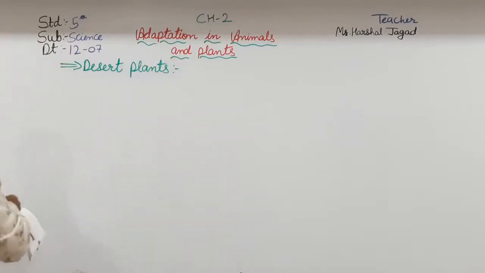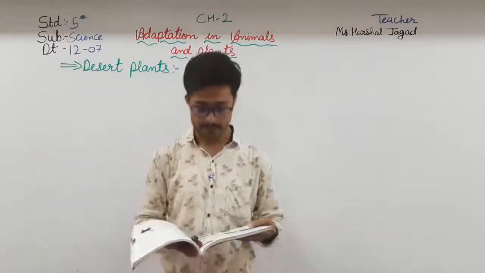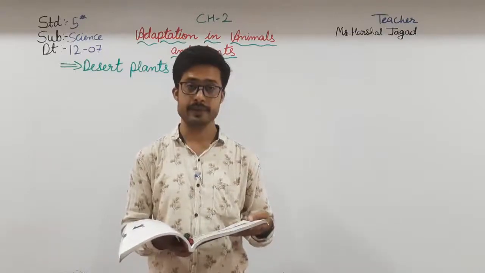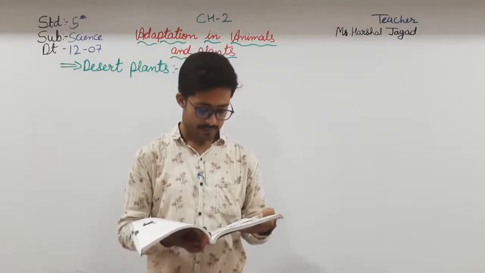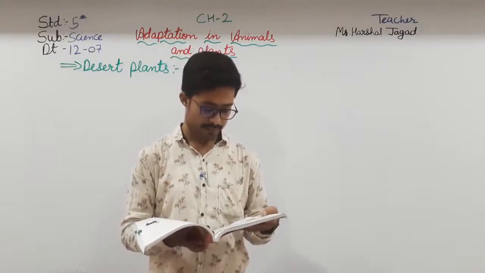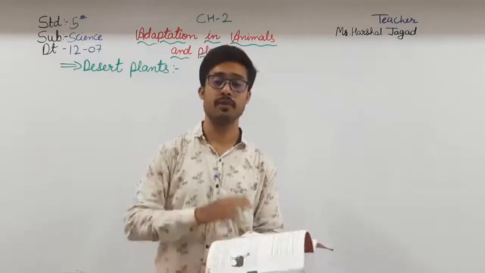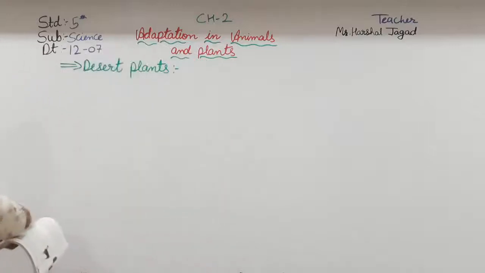Desert plants. Deserts are known for their aridity, or dryness, and desert plants have learned to survive through long periods of dryness. Plants that grow in deserts are called xerophytes. Xero means dry and phyte means plant. So the plants which grow in the desert are known as xerophytes, and this can be asked in exams.